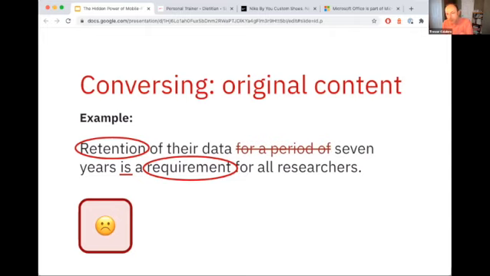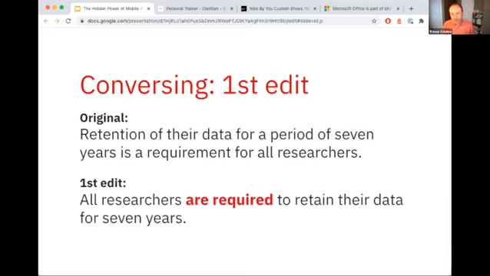No, we've got unnecessary words. You've got all these past tense kind of things in here. So what if there was something like this first revision? All researchers are required to retain their data for 7 years. Already a much better, a bigger improvement, right? The idea here is we're starting to front load some of the important information, but the reason "are required" is bolded here is because that's still past tense. So we could do even better.